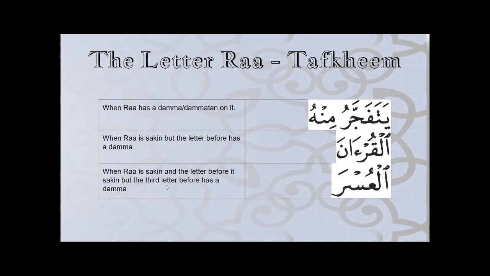Quran. And the third and final rule with damma and dammatan is when the ra itself is sakin, the letter before it is sakin, but the third letter before has a damma. Then the ra is going to be heavy as well. Tafkhim. So if we stop on this word, al-usr, because we're stopping, this ra fatha becomes a ra sukun. Because this comes out on sukoon, we look at the letter before. That is also sakin, so we look at the third letter before. That's a damma, and because of this damma, this ra sukoon will be pronounced heavy, or with tafkhim.